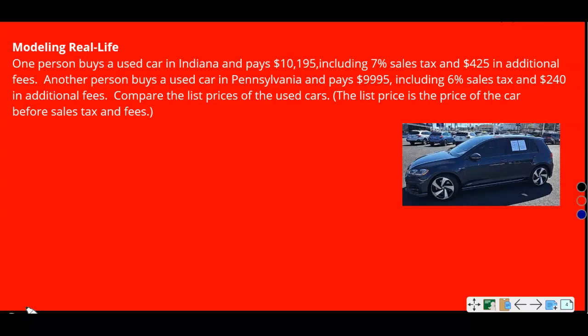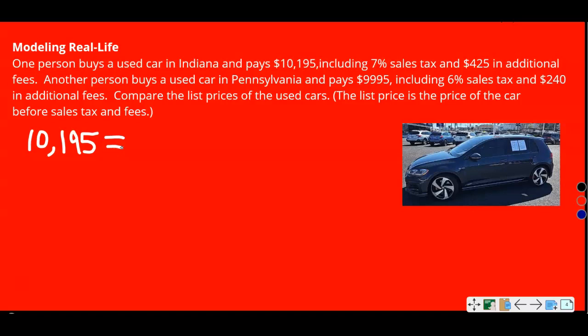All right, so we're given two scenarios. Buying a car in Indiana, buying a car in Pennsylvania. We're supposed to compare the two prices. The price they paid includes their fees and sales tax. So to set this up, let's start with Indiana. In Indiana, they paid $10,195. That was the total they paid, so that's what it equals.